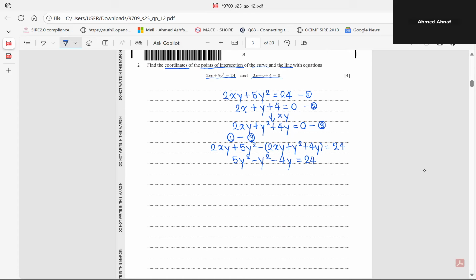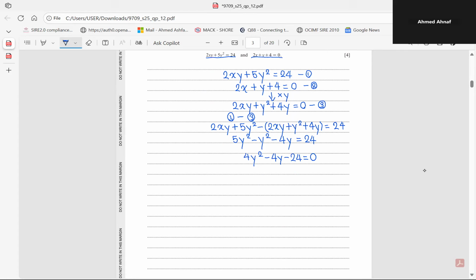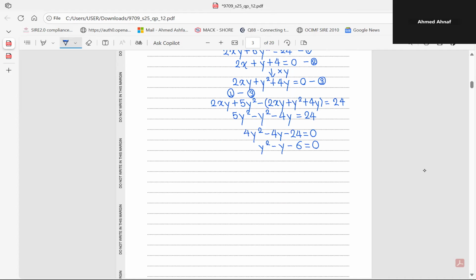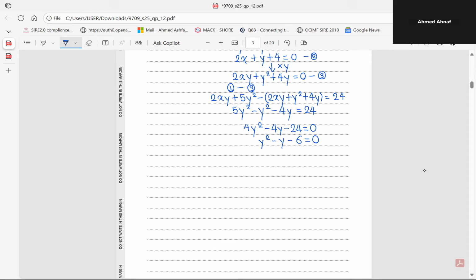So now let's simplify everything and move everything towards the left-hand side. So we will have 4y squared minus 4y minus 24 equals 0. As we can see, all the coefficients are divisible by 4, so we'll divide the whole equation by 4 to get our final equation that we have to solve in terms of y. So as we can see, we got a quadratic equation in terms of y.